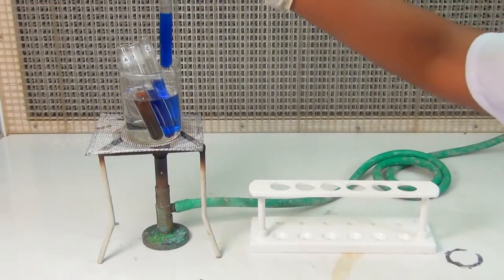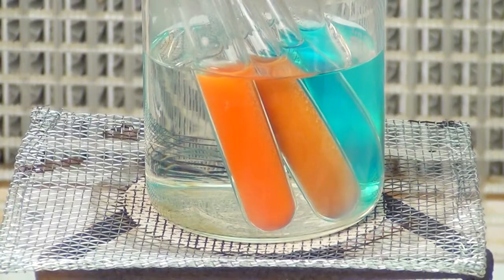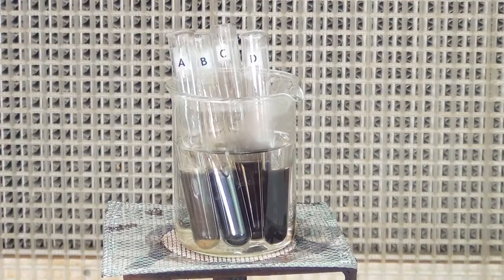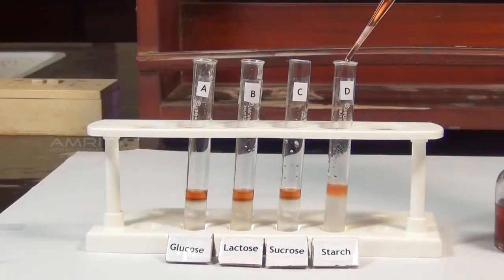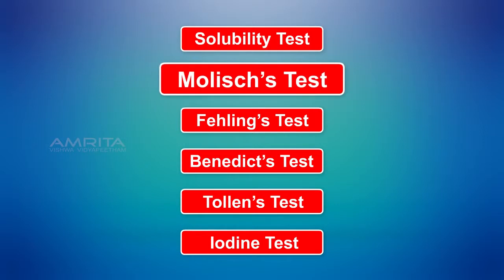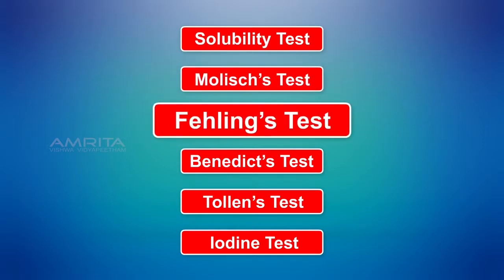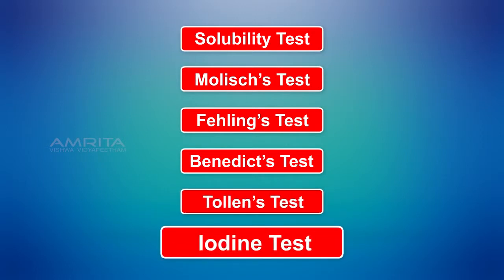Our aim here is to learn how to conduct a few simple tests to analyze the properties and reactions of 4 common carbohydrates: glucose, lactose, sucrose, and starch. The tests are the solubility test, Molisch's test, Fehling's test, Benedict's test, Tollens' test, and iodine test.